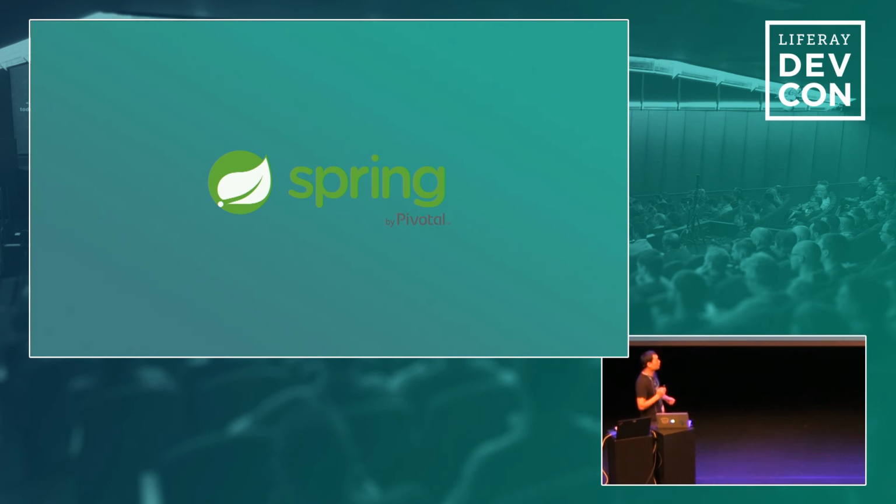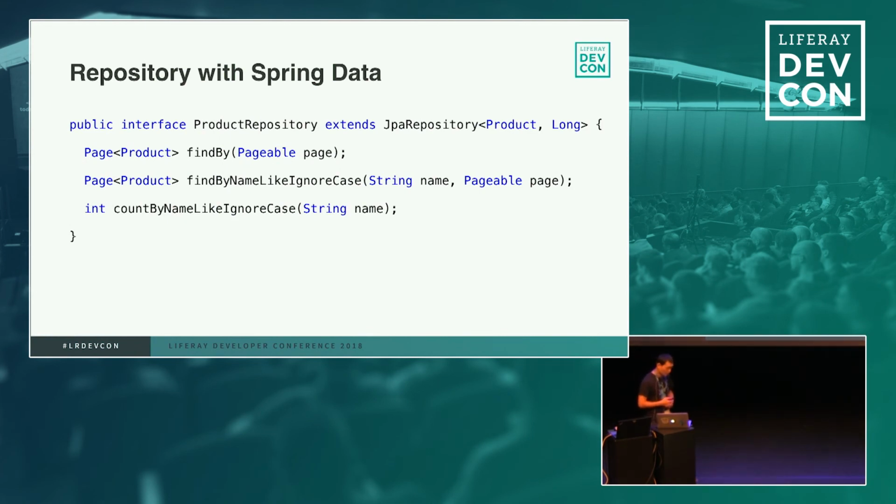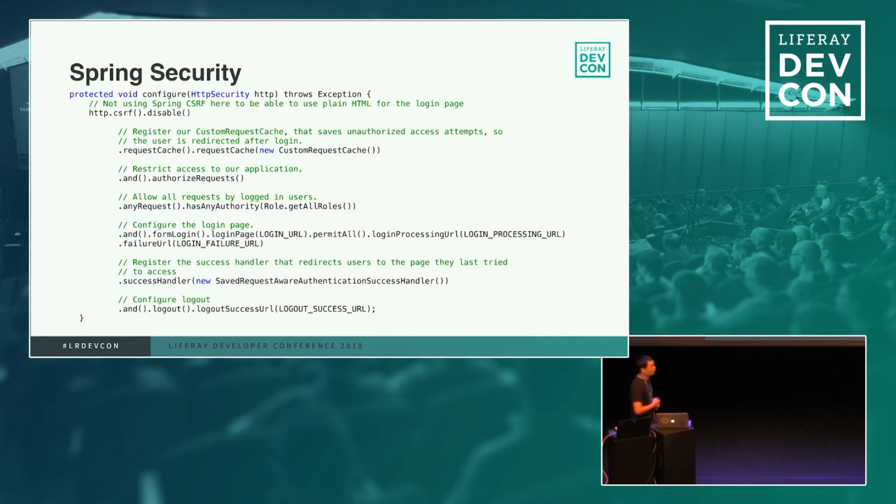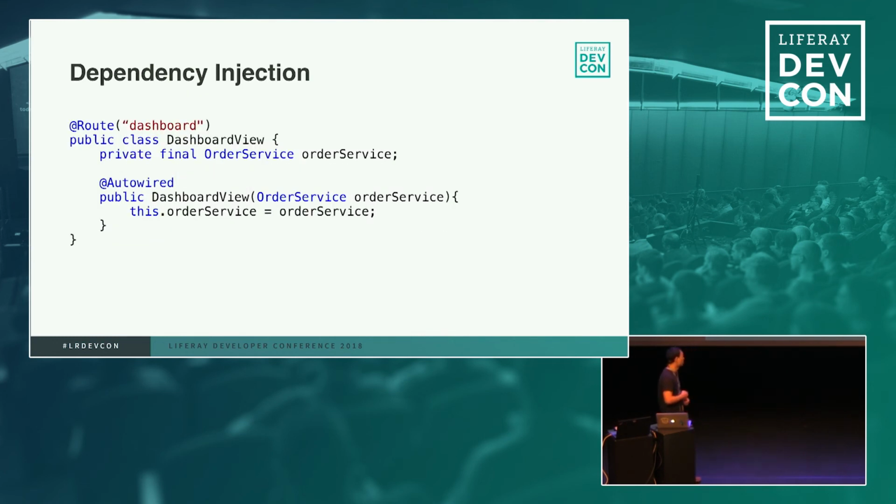With Spring, you can use Spring Data to create your repository, of course. And you can also use Spring Security to set up your login and logout and do the authentication and authorization there. And you can use dependency injection as well. Here, let me try to explain very briefly.